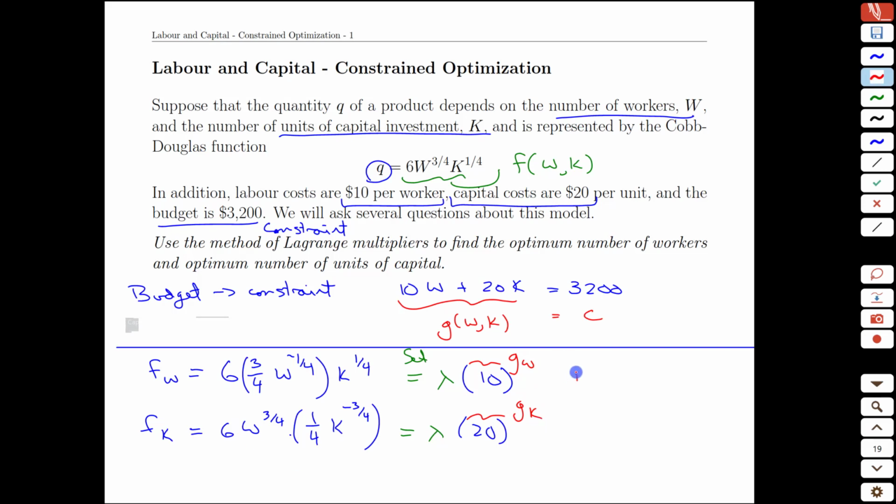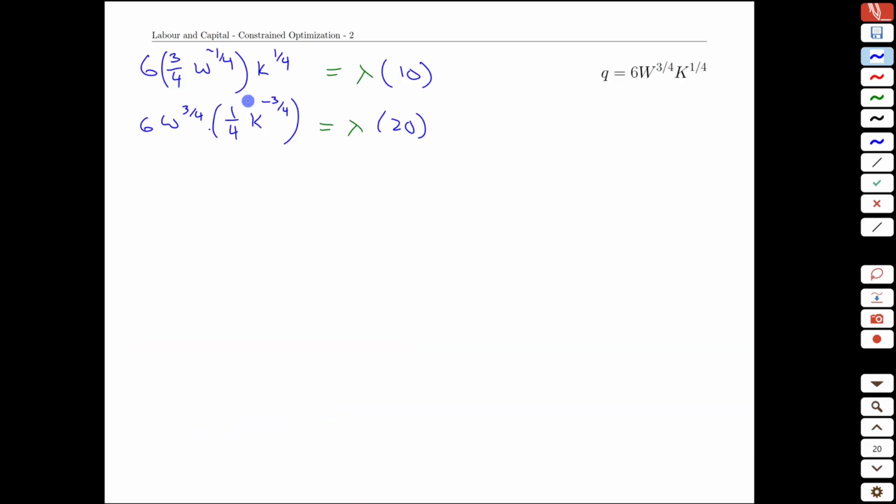These become our usual equations 1 and 2, and our constraint itself is our equation 3. We have to satisfy our budget, but if we're looking for optimal production, we have to have the gradient of our production function match the gradient of our constraint function. We now dive in and we try to solve those equations. We'll copy these to the next page.